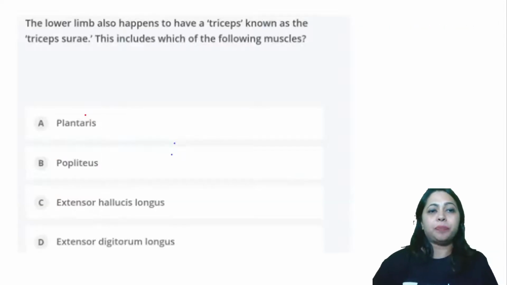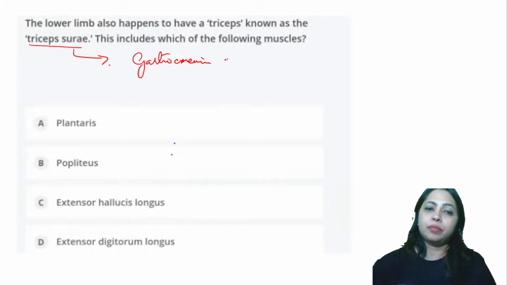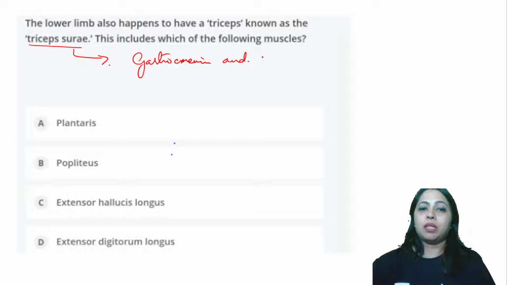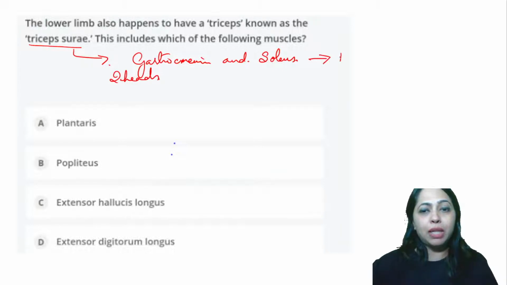So the triceps surae is actually formed by the gastrocnemius and soleus. Two heads of gastrocnemius. So this is what gives you the triceps surae, and it gives you the tendon, the Achilles tendon.